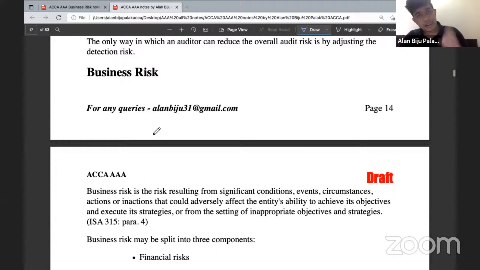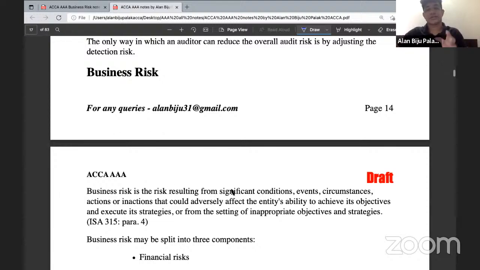So which means that a company might have taken a strategy or objective, but unfortunately, due to certain situations like I've already mentioned, the company's actions or inactions might not make the company able to achieve its objectives and execute its strategies. And this is something called business risk. So that is what is mentioned here.